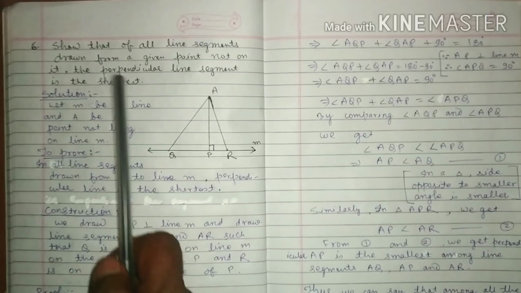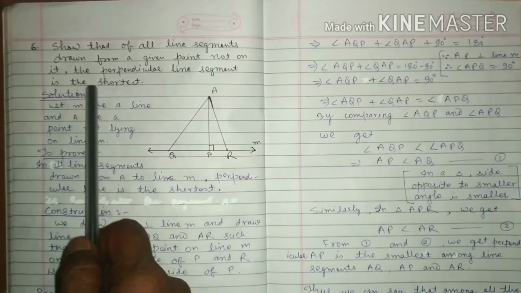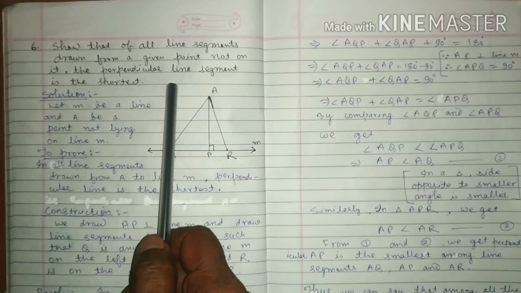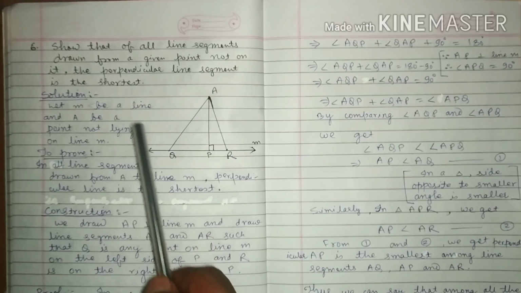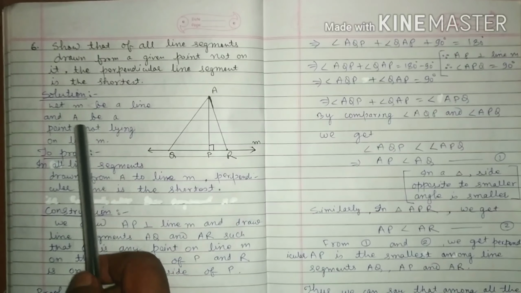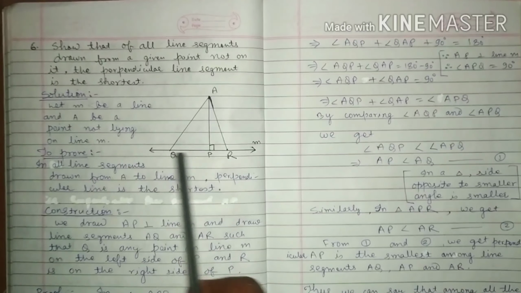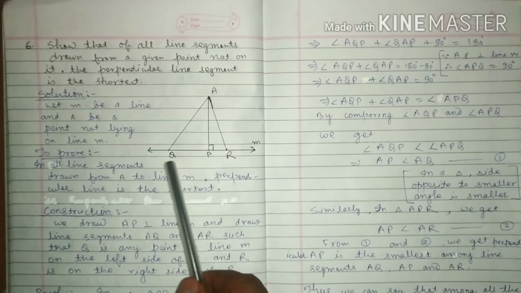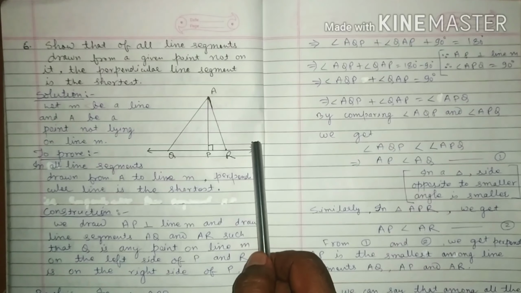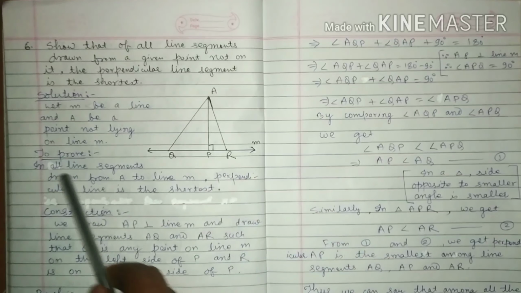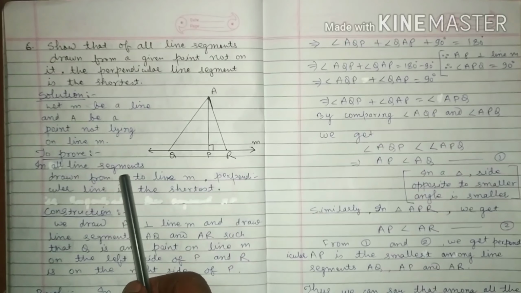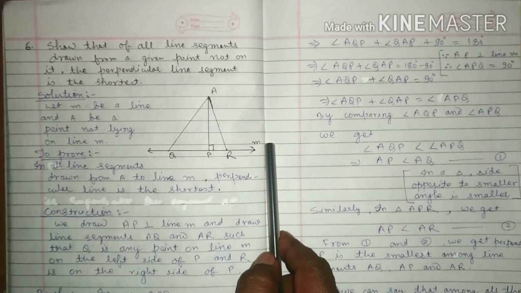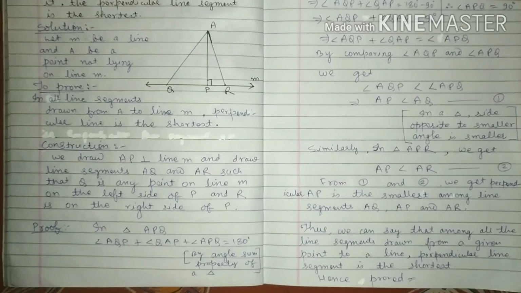Question number 6. Show that of all line segments drawn from a given point not on it, the perpendicular line segment is the shortest. For the solution of this question, we write: let M be a line and A be a point not lying on the line M. A is outside the line M. To prove: in all line segments drawn from A to line M, the perpendicular line is the shortest.